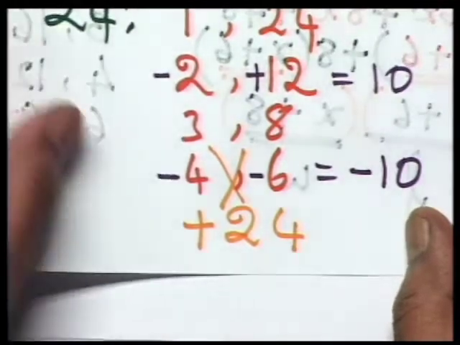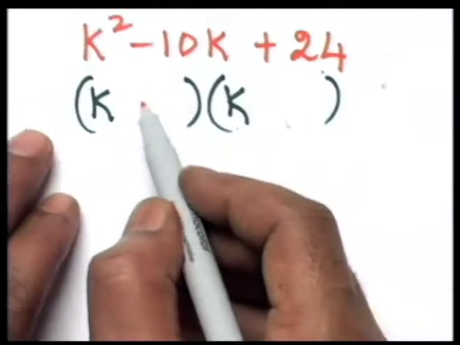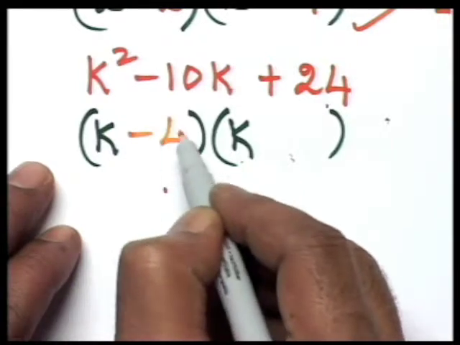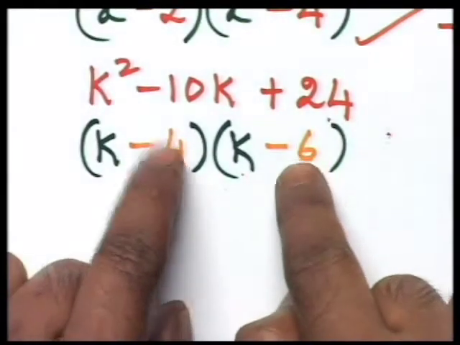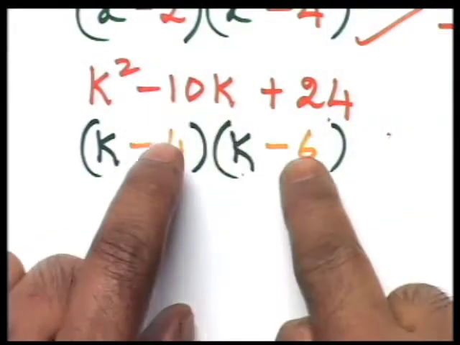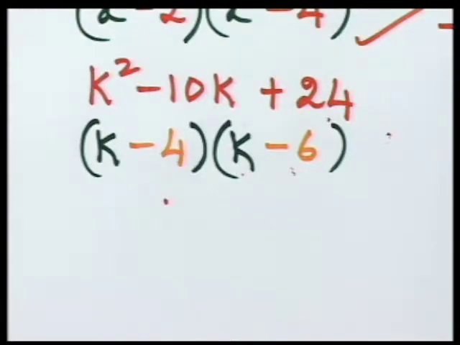Great job. So that's the one which we are supposed to choose. So it's a minus 4 and a minus 6. So we write there k minus 4 and k minus 6. Please people watch again. Those two add up to minus 10. Those two multiply together to get 24. That is how you have to do it.